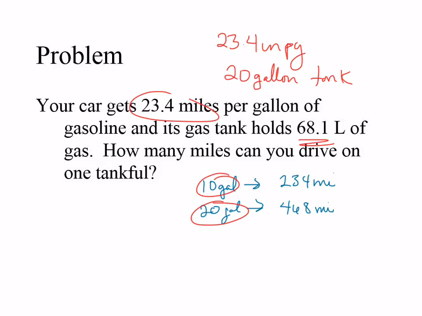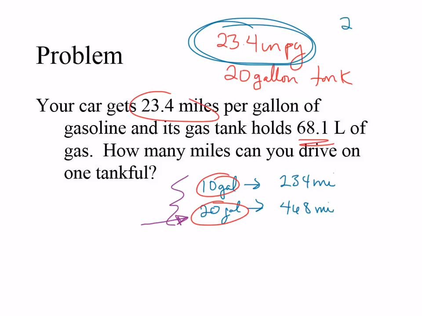Before I move on, let's go ahead and do this factor label with these examples that I put right here. Okay, let's pick 20. That's how big your tank is. Now, I talk about unpacking. I am going to unpack 23.4 mpg. 23.4 mpg. That means 23.4 miles per 1 gallon. Right?